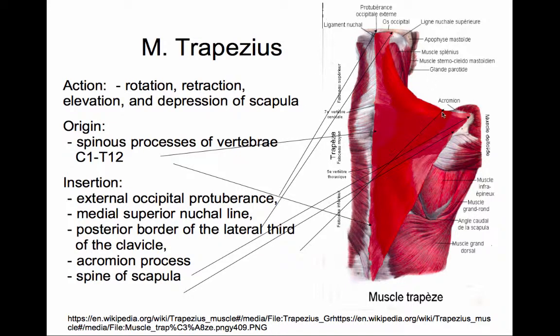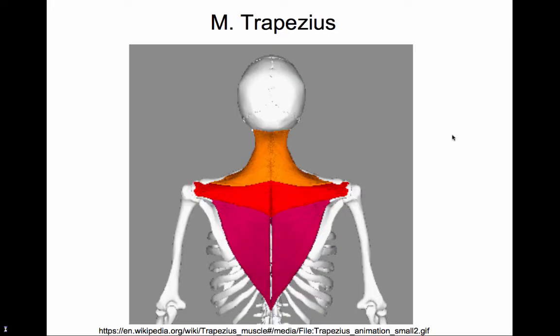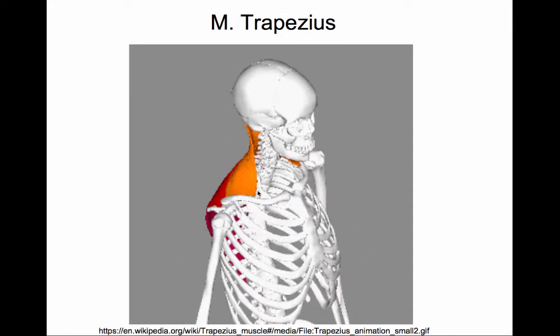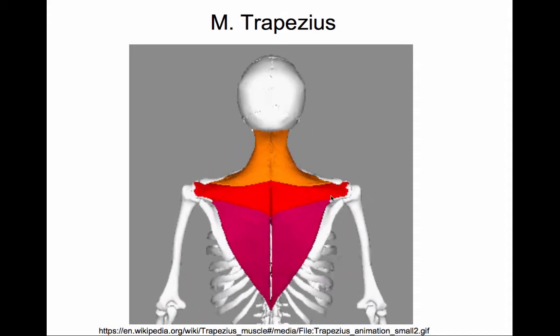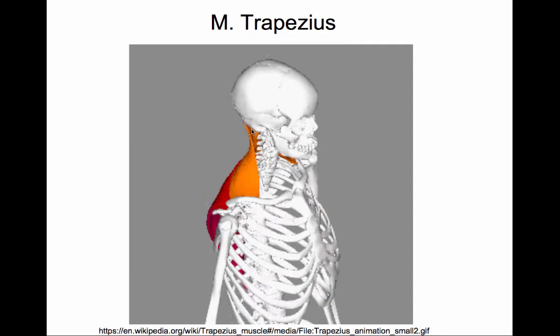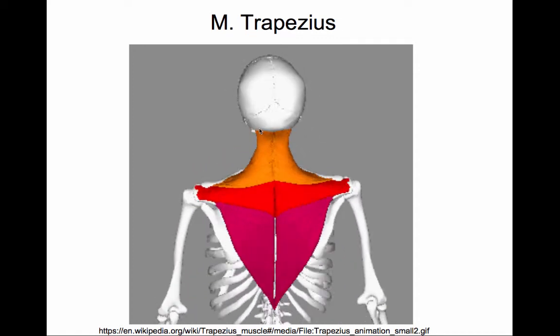It also has insertions on the posterior border of the lateral third of the clavicle, on the acromion process here, and on the spine of the scapula. Here you can see it in 3 dimensions. This is on the clavicle, spine of the scapula, and on the acromion. And you can see how it is a bit high up on the neck here.